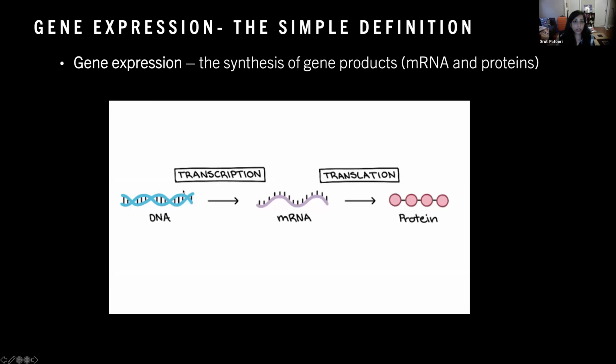So the quick and dirty of it is that when we talk about gene expression, we're talking about the synthesis of gene products. We're talking about the synthesis of mRNA and proteins. So that tells us that gene regulation can be controlled at the level of transcription or translation. I am mainly going to be talking about transcription. If you couldn't tell, that's my favorite.